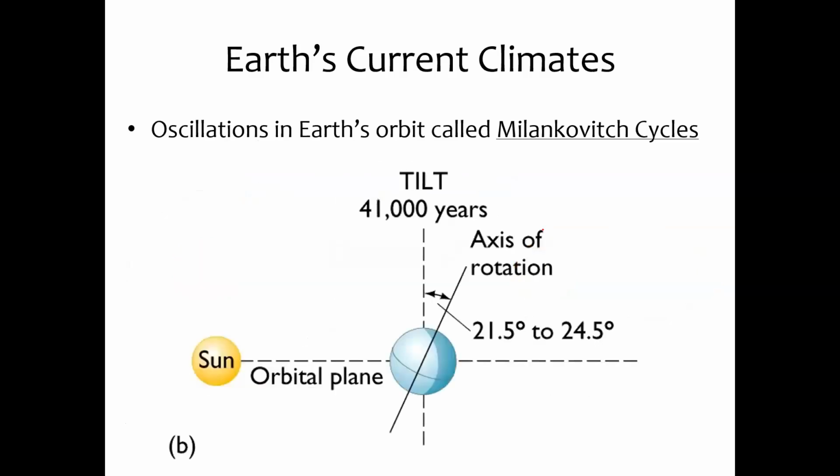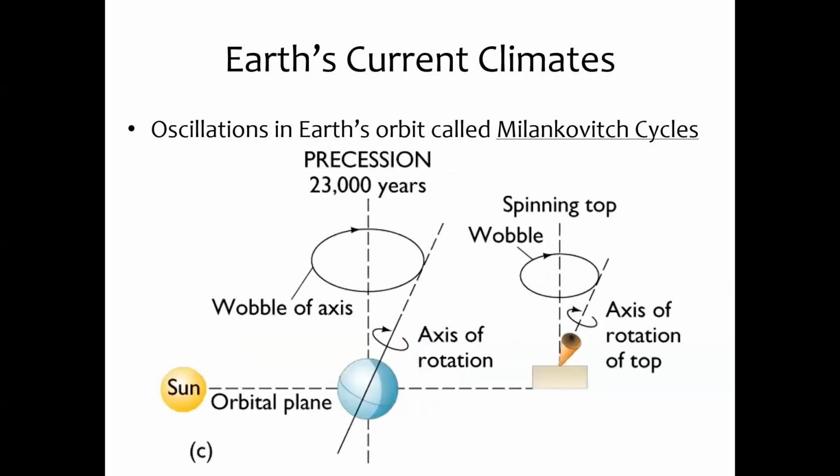The tilt or obliquity is another cycle that can change, where Earth's axis right now is tilted, I believe, at about 23 degrees. But that tilt can change between about 21.5 to 24.5 degrees. And so that's going to change sort of the magnitude of the difference between winter and summer. So that's a big change that can happen on Earth's climate as well.